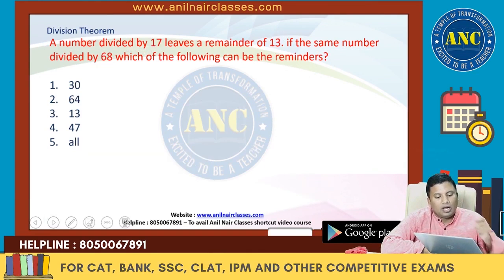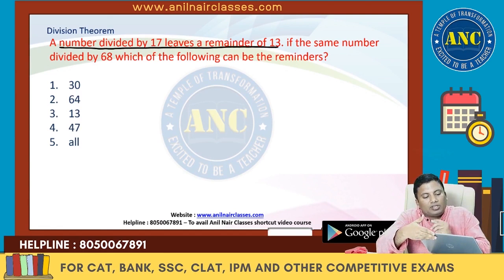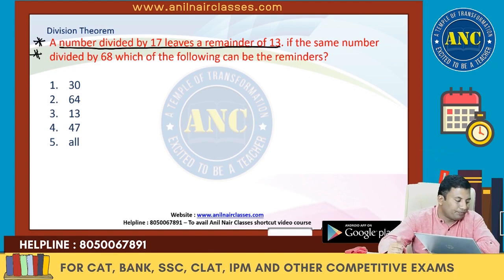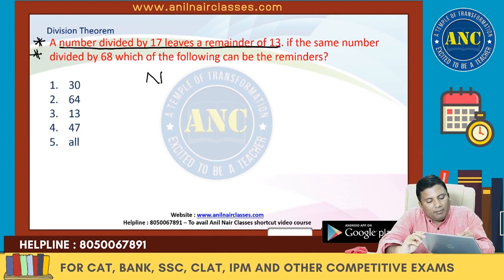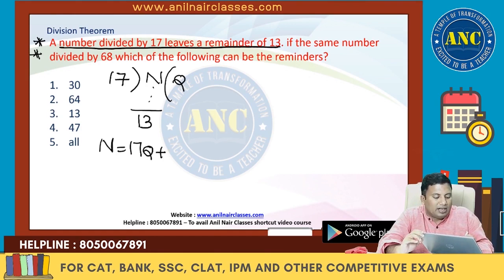Next one. Another question. A number when divided by 17 leaves a remainder of 13. A very good question, sir. Please put a star mark. There is a number which is divided by 17. Quotient I don't know. Remainder is 13. Dividend is nothing but divisor into quotient plus remainder. N is 17q plus 13.